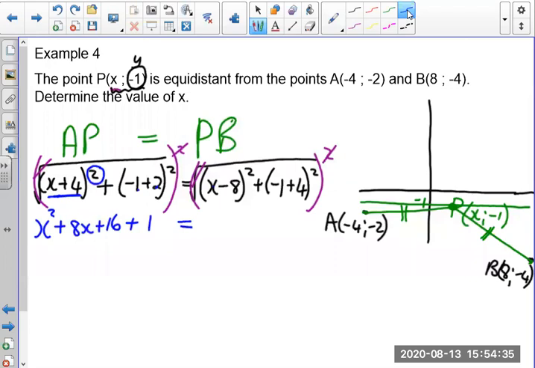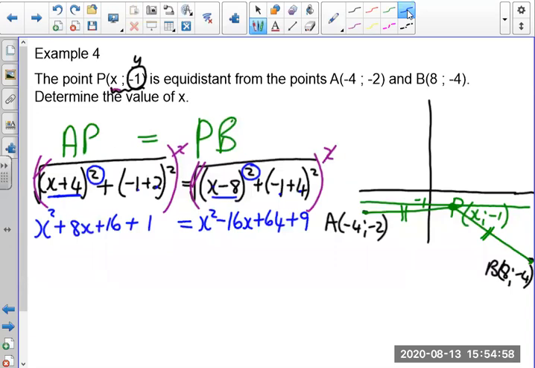8 minus x squared, 2 terms squared is a 3-term. Write the bracket twice and FOIL. So that will give you x squared minus 16x plus 64. 4 minus 1 is 3. 3 squared is 9.